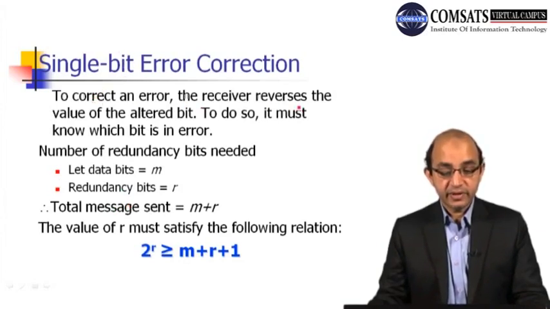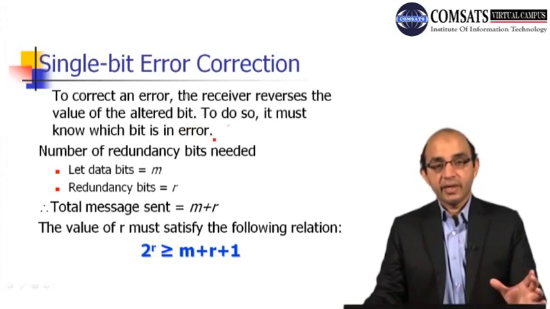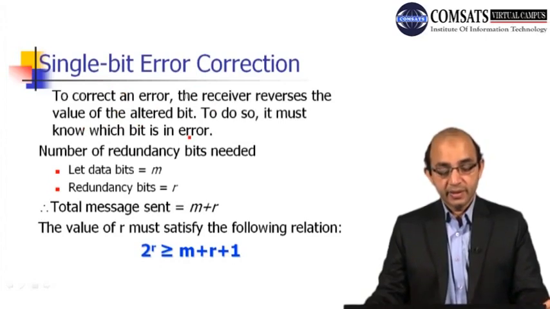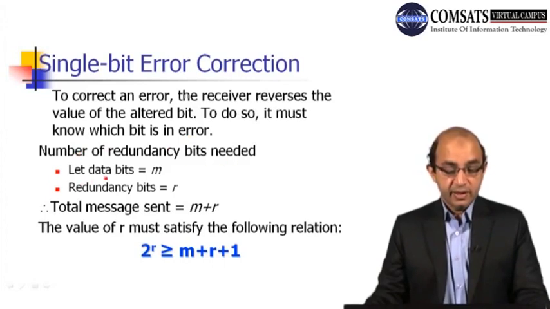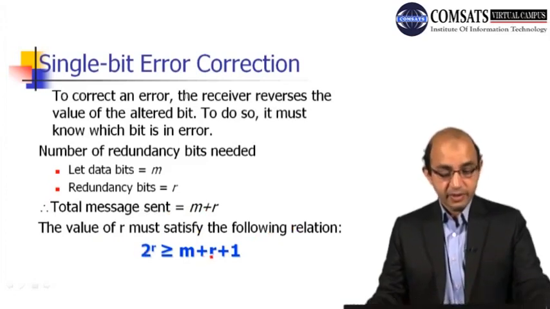So here we have single bit error correction. To correct an error, the receiver reverses the value of the altered bit. To do so, it must know which bit is in error, so we need to know the position of the error in a data unit. In order to use this single bit error correction scheme, the receiver must know the position of the bit that is introducing the error. Bits needed: let data bits be M, redundancy bits R, so total message sent is M plus R. The following relationship holds: 2 raised to power R is greater than or equal to M plus R plus 1.